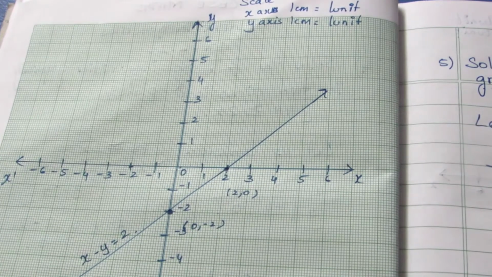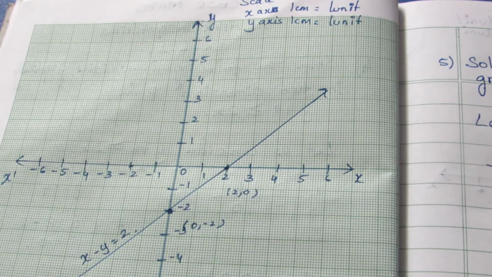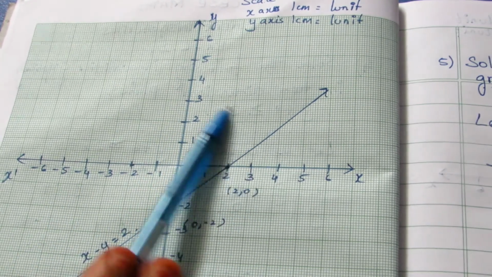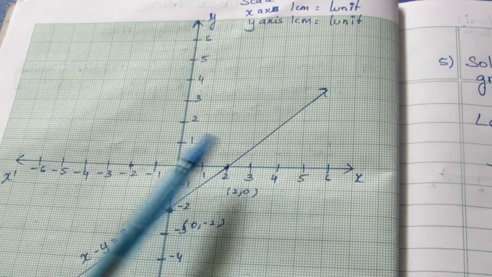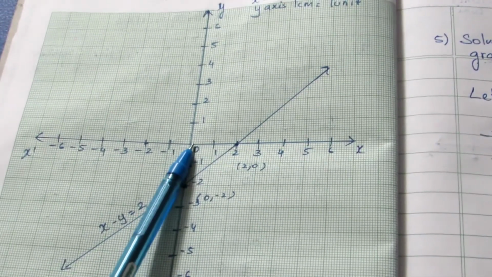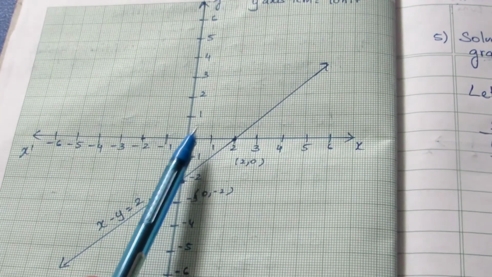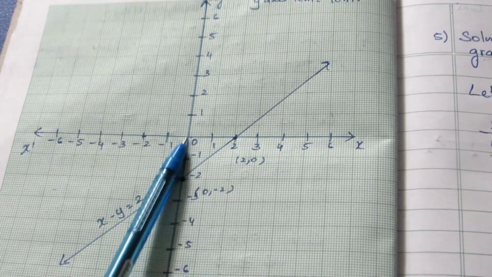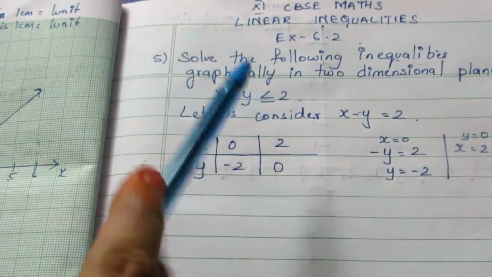We want a graph of x minus y is less than or equal to 2. For that, take any point from this side or from this side. You can take your own points. I am going to take 0 comma 0, because if the line doesn't pass through 0 comma 0, you can take the point 0 comma 0. It will be easy for you to substitute and find the value. So let me take 0 comma 0.